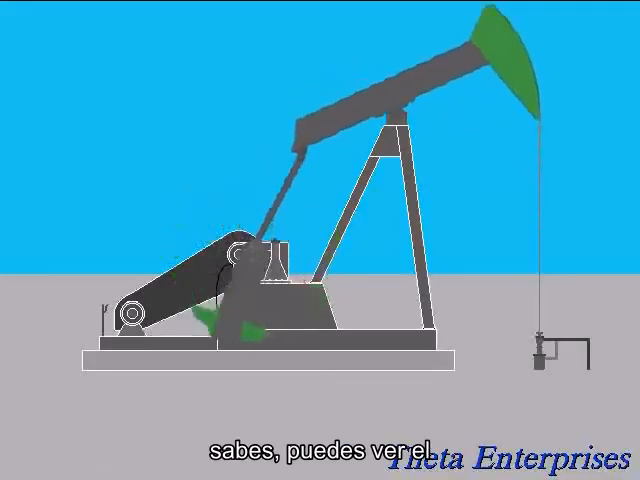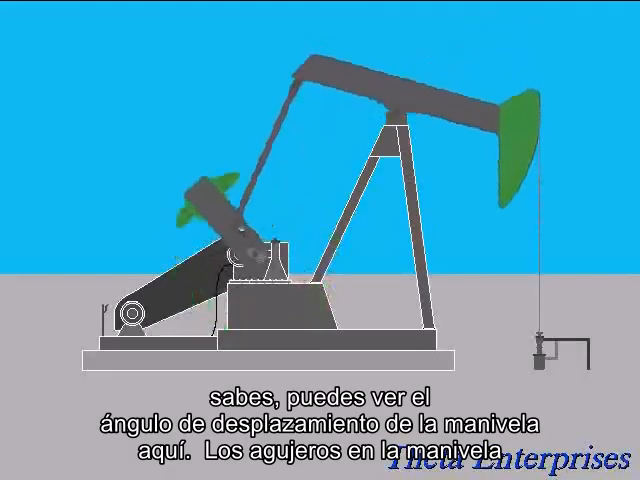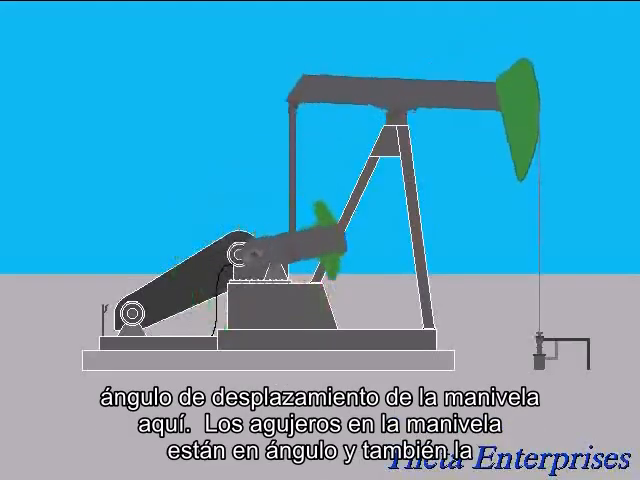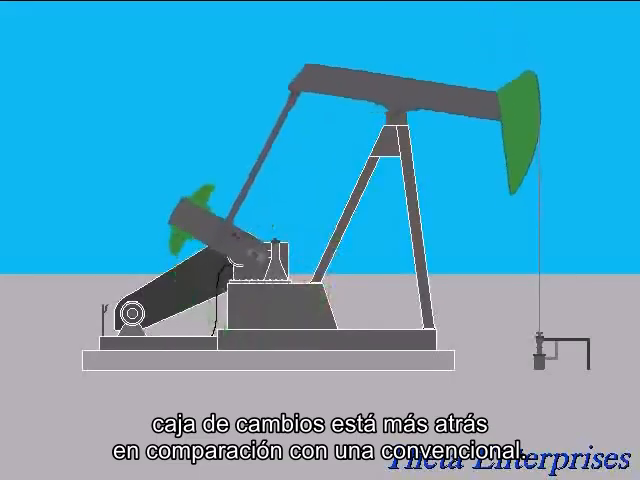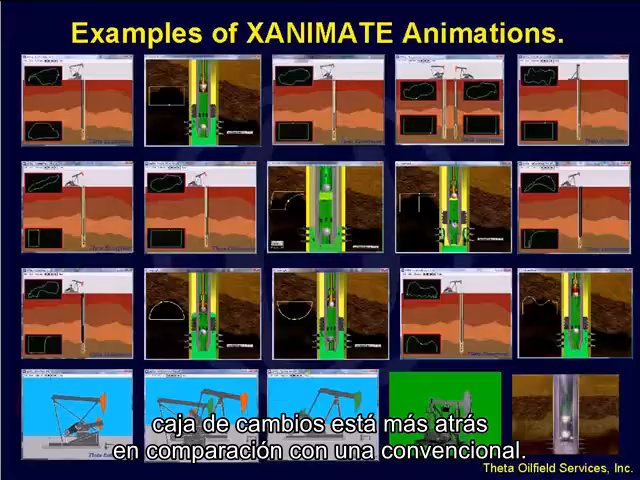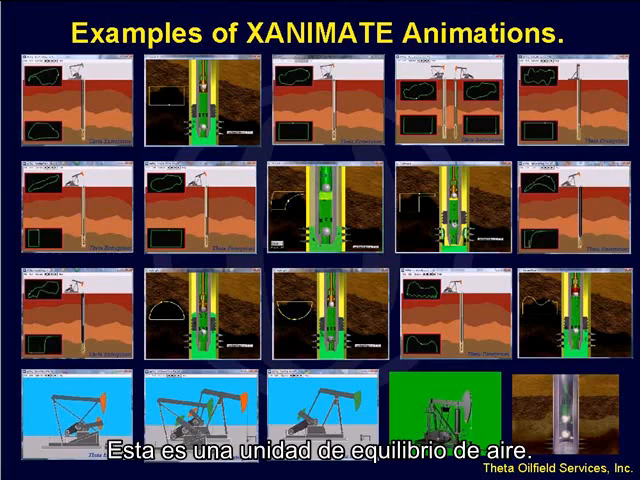You can see the crank offset angle here. There are holes on the crank that are at an angle, and also the gearbox is further back as compared to a conventional. This is an air balance unit.